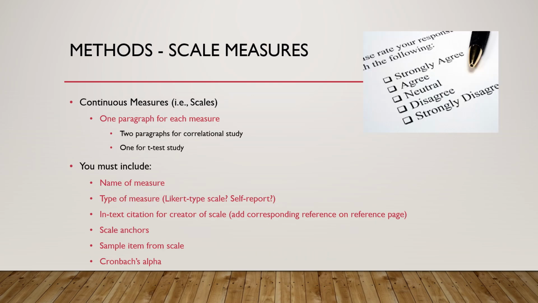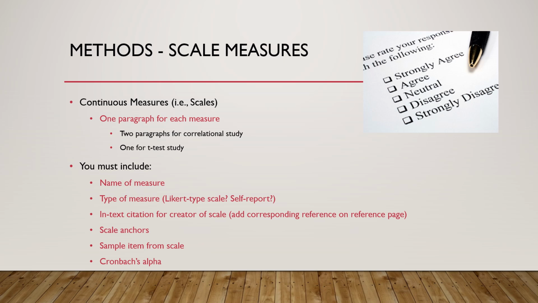After your participants section, you're then going to go to the subsection of measures. And for this, you need to include all of the information about your continuous measures, otherwise known as your scales. Now, I already said in last video that you don't need to have information about all of the different measures that were in the survey, just the ones that you are using in your study. So if you're doing a correlational study and you have two continuous measures, then you need to have two paragraphs, one paragraph for each of those measures telling us what it is. If you're doing the t-test though, then you have one continuous and one categorical, so you only need the one paragraph describing the continuous measure.